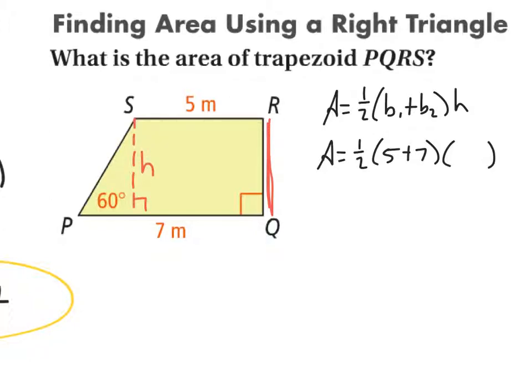Because that then gives us this little right triangle that we know has a 60-degree angle. So that means it's a 30-60 right triangle. So let's reminisce a little bit about what we did before Christmas.